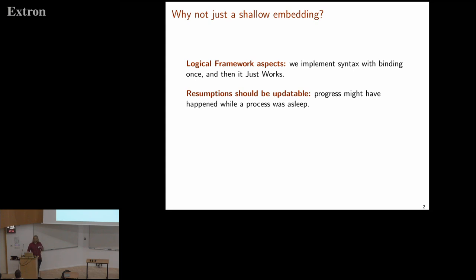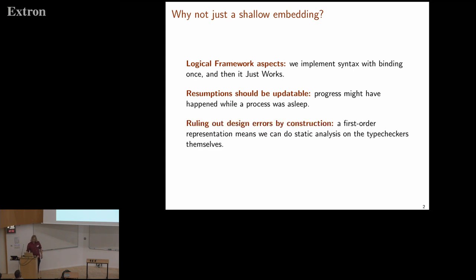Another reason is this thing I mentioned about making things go to sleep and then waking them up later. If you do that, then you might find that when you wake up again, the world is actually in a better place, in the sense that some more meta variables have been solved, or you have some more information. And if you represent these things as Haskell functions, then you have no way to actually update these resumptions, because they're just hidden away in a Haskell closure and you can't do it. So we would like to have a way to actually update the state of things that we have put to sleep and now wake up again. So we need some kind of first order representation.